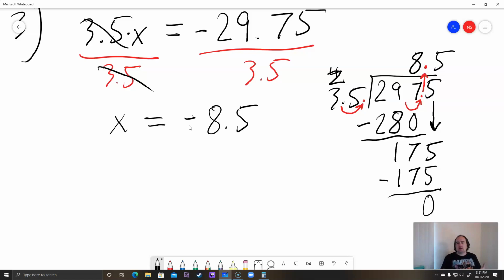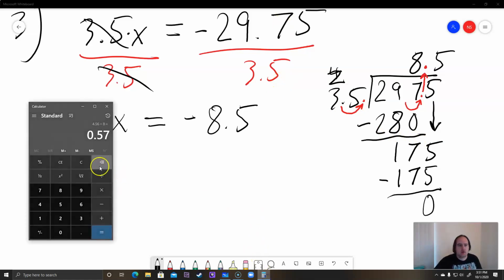But as you can see, already we wasted a lot of time on this problem trying to do the division by hand, when we could have much more easily just typed it into a calculator. So we could do 29.75 divided by 3.5. And that gives us 8.5 almost instantly. So that's way faster.